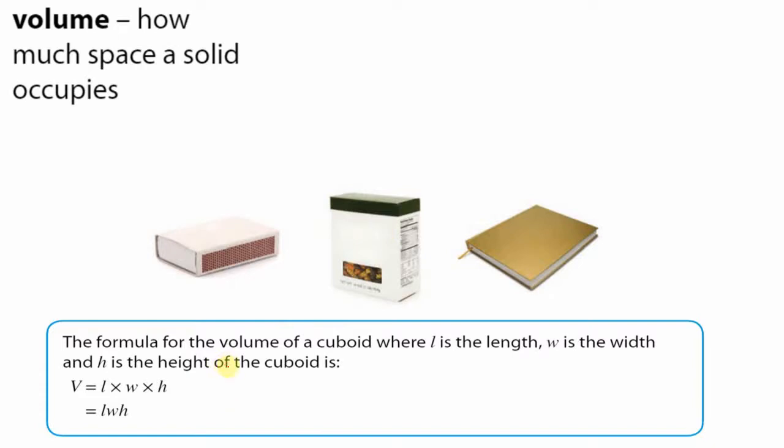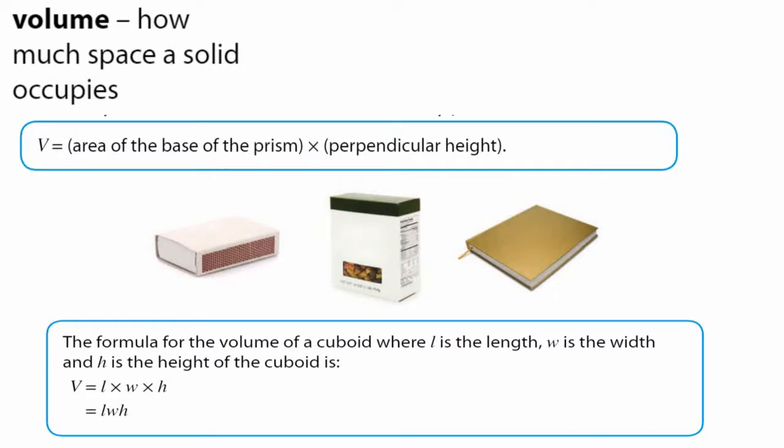So now that we know what volume is, before we get to the formula for the volume of a cuboid, the volume is the area of the base of a prism. If we look at this box, we have congruent bases. The top is a rectangle, the bottom is a rectangle. If we take the area of that and multiply with the perpendicular height, then we will get the volume. So in general, volume is the area of the base of the prism times the perpendicular height.